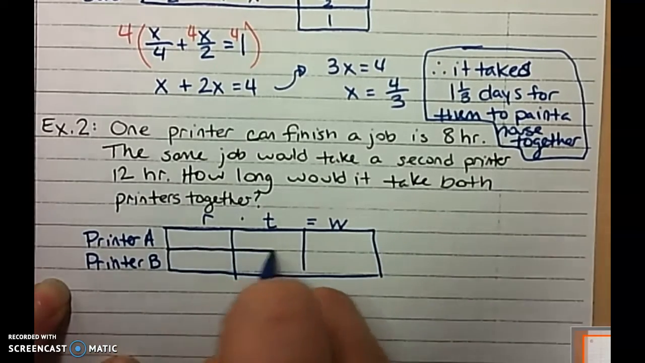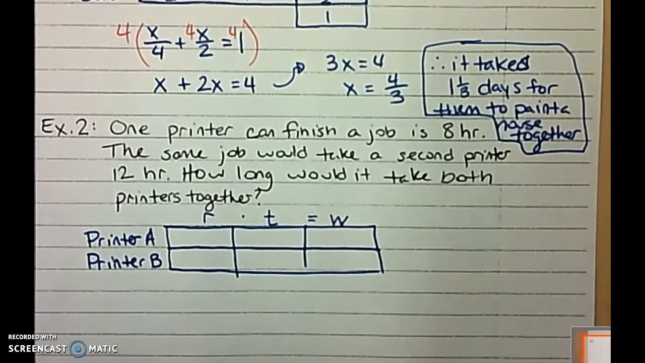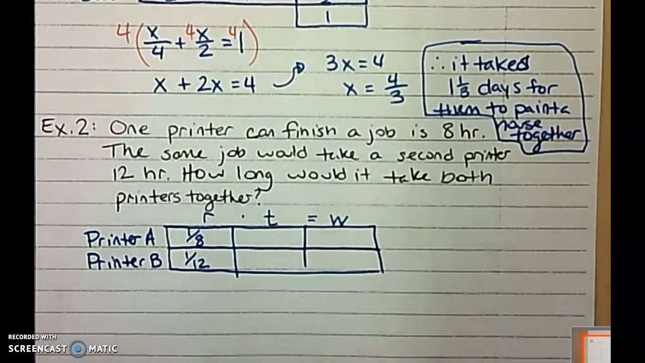Okay, so here's our table. And I want you to think about, what are we actually solving for? Where is our variable going to be going here? Okay, so if we take a look here, we have printer A can finish a job in 8 hours. Think about what our rate is. Go ahead and fill that in. Printer B can do it in 12 hours. What's their rate going to be? Hopefully you got 1/8 for printer A and 1/12 for printer B.